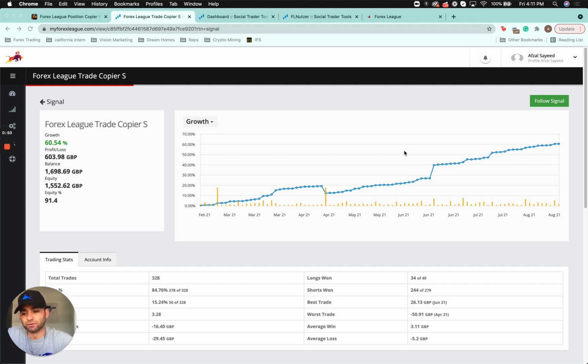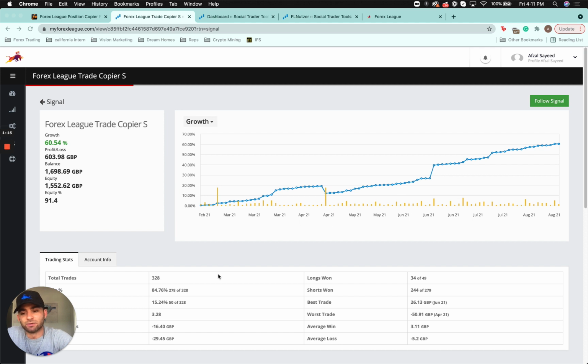So we're going to run through the results since the copier has started on the main account, the FXBook results. We're going to explain the strategy a little bit. We have a client's account that was connected about 7 days ago, so we'll take a look at that. And we'll also talk about how to get started and what the minimum deposit is.